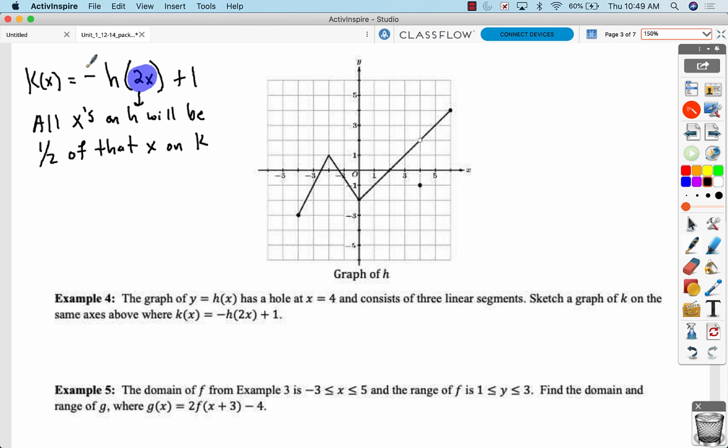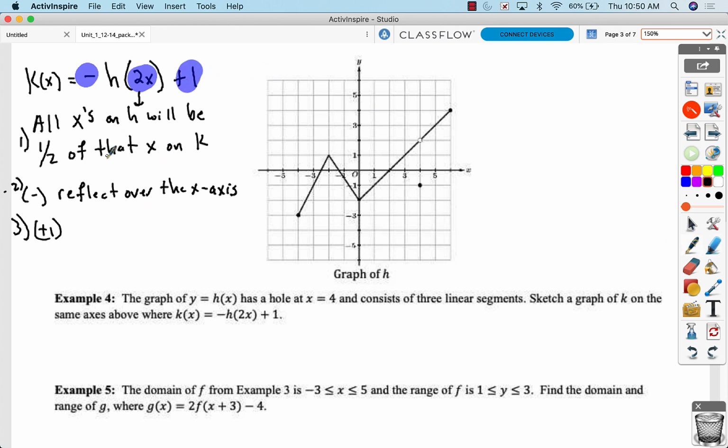Now let's take care of this next. This minus sign. The minus sign is going to reflect over the x-axis. That's the first thing. This is the second thing. Now the third thing is the plus 1. Third thing is this.